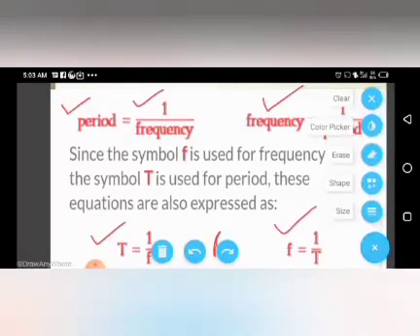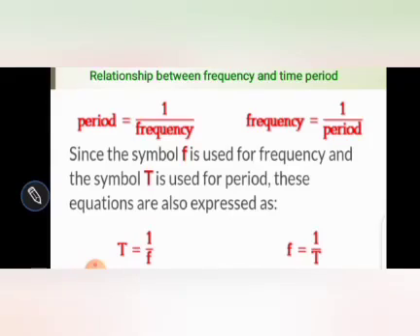So from these equations we can also conclude that the frequency and time period of a vibrating body are inversely proportional to each other, which means that if one quantity increases, the other one will decrease, or if one quantity decreases, the other one will increase. If a body has a higher frequency, it means that the time period of that body will be low. Or if the frequency of a body is low, it means that its time period will be high.